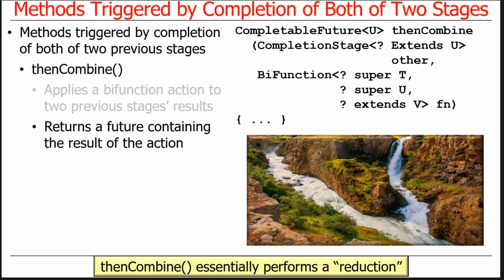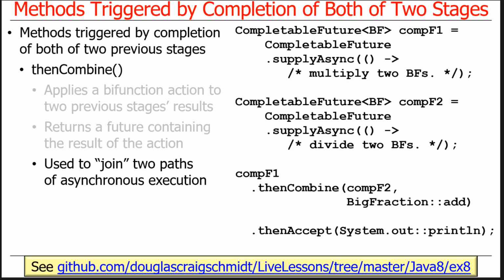So you can think about thenCombine as essentially performing a very limited form of a reduction. You're reducing two things to one thing. And we typically use this to join two paths of asynchronous execution. You'll actually get a chance to practice this in assignment number 4. But I'll give you a simple example here just to illustrate the basic idea.